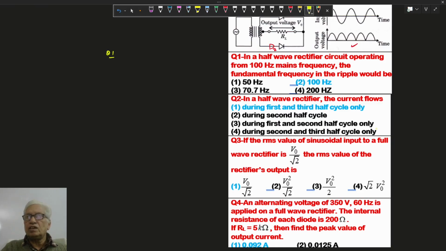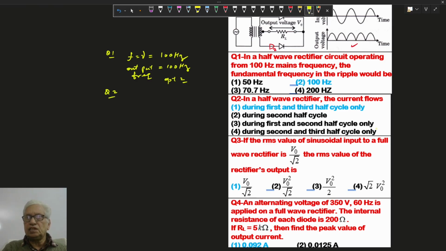In a half wave rectifier, if the input AC frequency is 100 Hz, the output frequency will be the same. In full wave it will be double, because for one positive and negative cycle there are two output cycles. So in full wave it will be 200, and in half wave it is 100 only. So option 2 is correct.